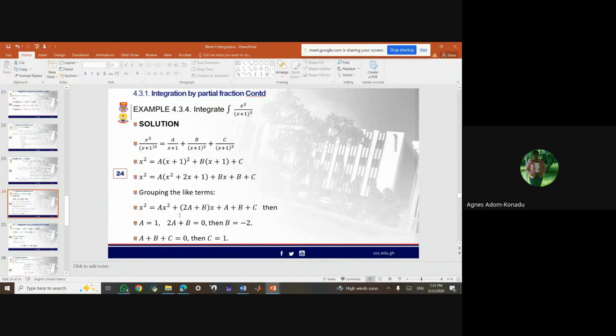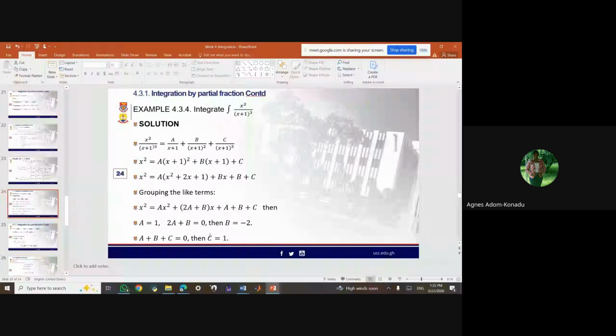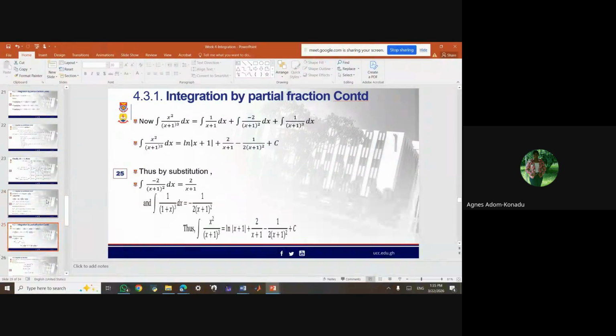Okay, then you find your ABC. So when you find your ABC, your A will be 1, your C is 1, your B is -2. So I think your A will also be 1. So you go back and make substitution.